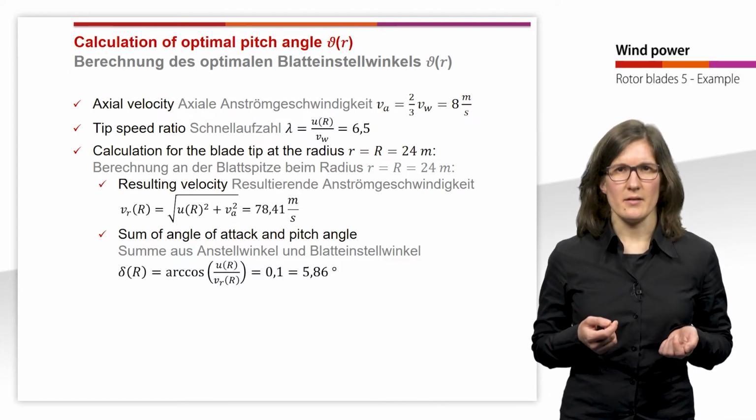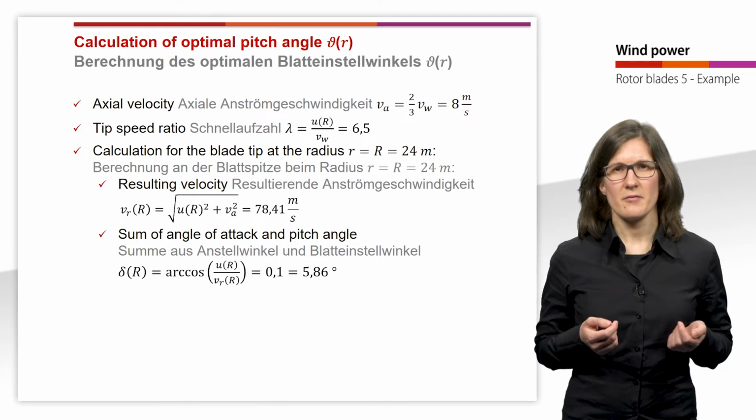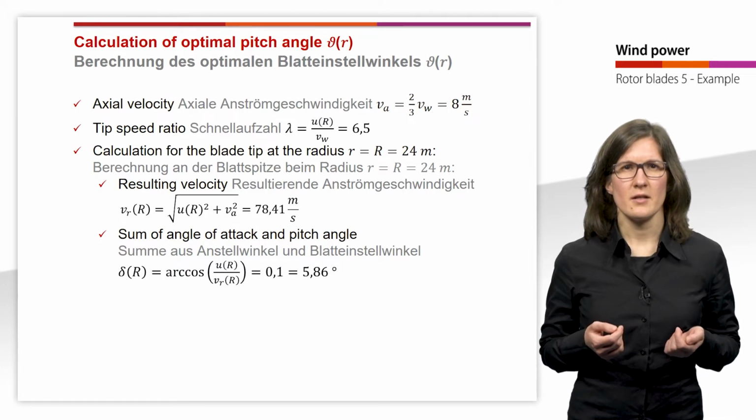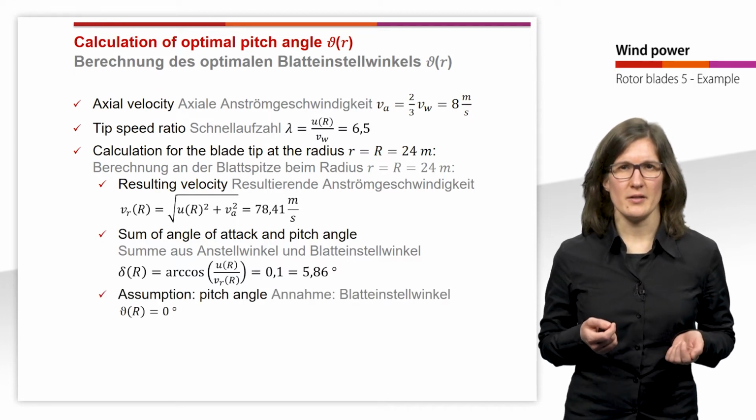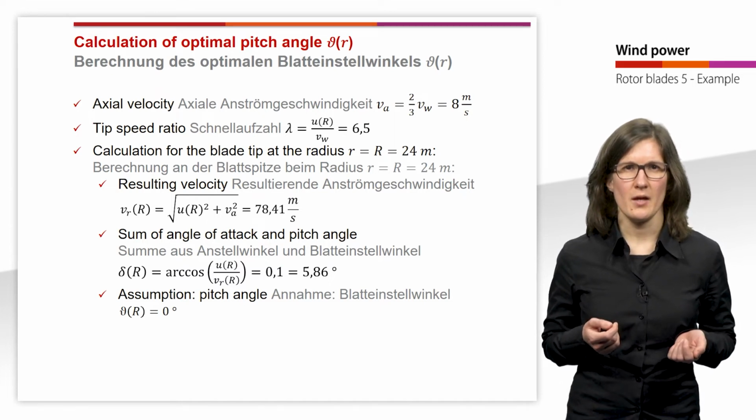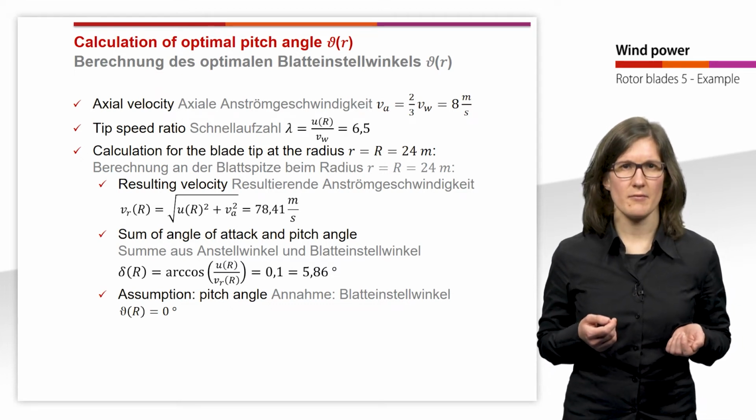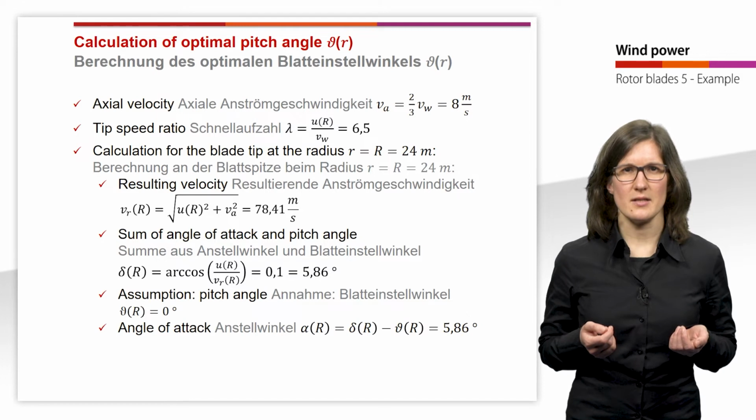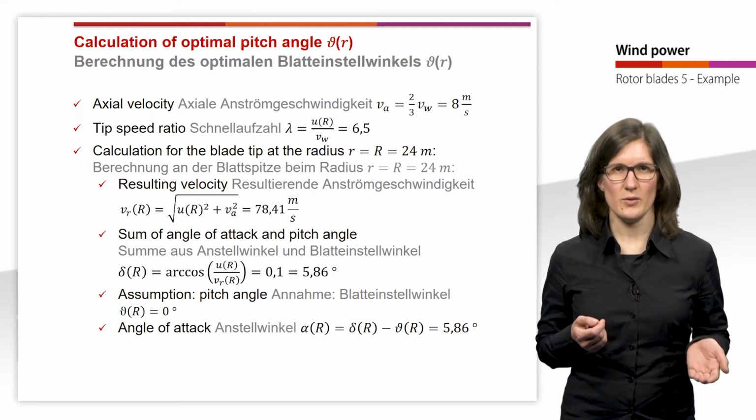And afterwards, we calculate the angle delta, thus the sum of angle of attack and pitch angle. And this angle is calculated by the arcus cosinus of u divided by Vr. The result is 0.1 in radian measure, thus 5.86 degrees. For this blade element, we have to assume a value for the angle theta, which is our constructive parameter. We assume that this angle at this blade element is 0 degrees. And after that, we can calculate the angle of attack alpha. The angle alpha is the total angle delta minus the pitch angle theta, thus it is also 5.86 degrees.